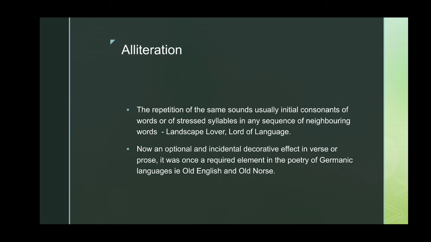Like, go and catch a falling star. In this line, you could clearly notice repetition of the vowel sound A in catch, falling. You could easily notice that the A sound is repeating. So if a vowel sound repeats, then it is known as assonance.